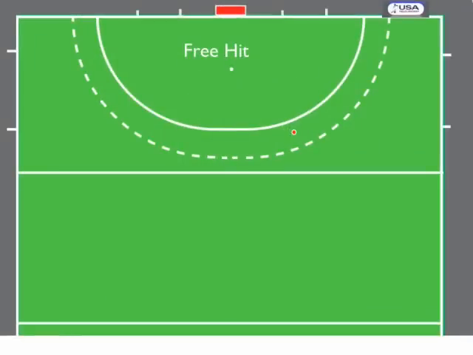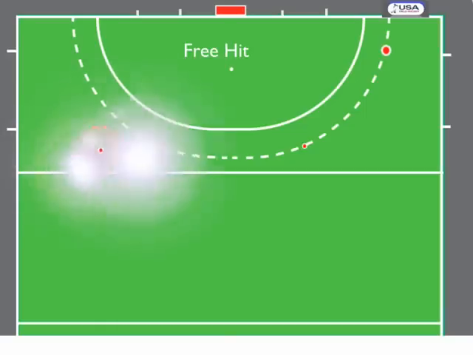Free hits. If you're inside the hash line and awarded a free hit, you must bring it back to the hash line. No matter where it is, deep on the baseline, bring it back to the hash line so you are 5 metres from the circle edge. If a free hit is awarded inside the 25, the free hit is allowed to be taken from the place that the umpire deems appropriate.